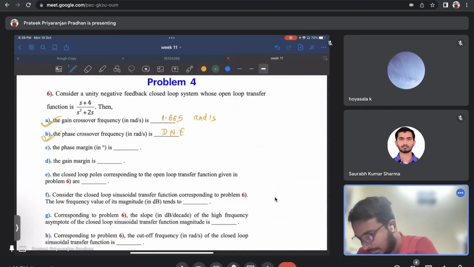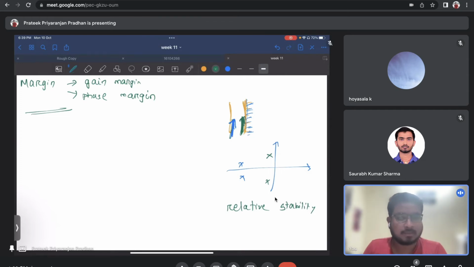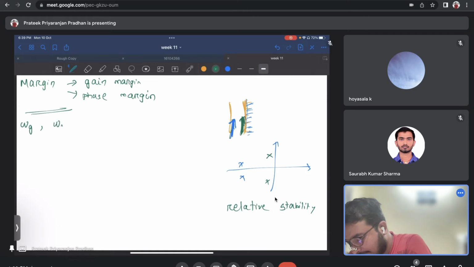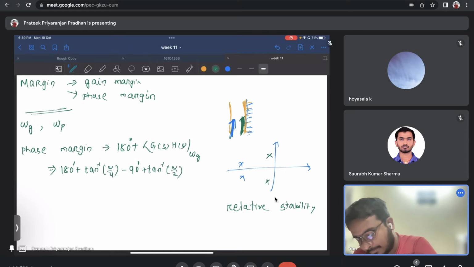So I need to calculate gain margin and phase margin. There is a direct formula actually. You have already calculated the gain crossover frequency and phase crossover frequency. For the phase margin, the formula is 180 degree plus whatever phase you have got, G(s)H(s), at the gain crossover frequency, omega g. That means 180 degree plus tan inverse of omega by 4 minus 90 degree plus tan inverse of omega divided by 2, at the gain crossover frequency omega g, which is 1.665.